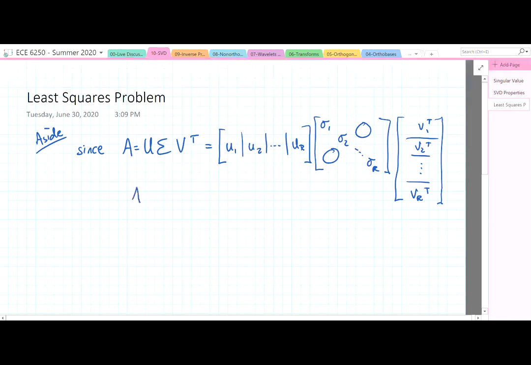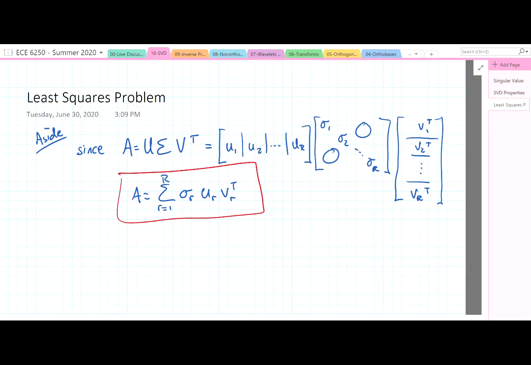So if we go and multiply that out, we're going to get a sum, r equals 1 to capital R, of sigma r times the vector u r, times the vector v r transpose. So we have a decomposition of A in terms of a sum of rank 1 matrices. This is an outer product here. And this is very similar to the spectral decomposition that we talked about with respect to our square matrices.